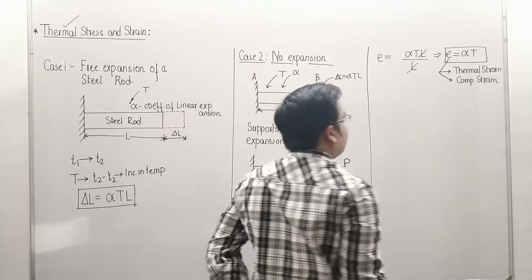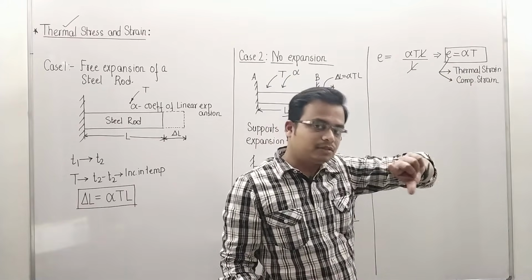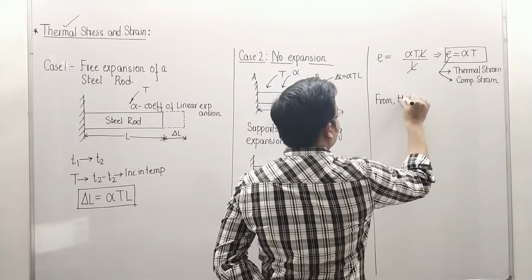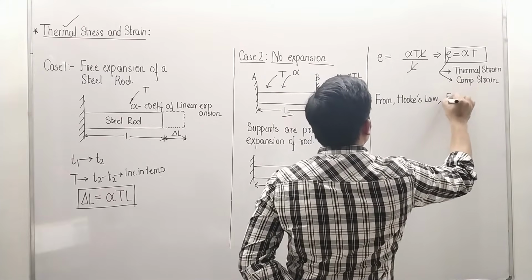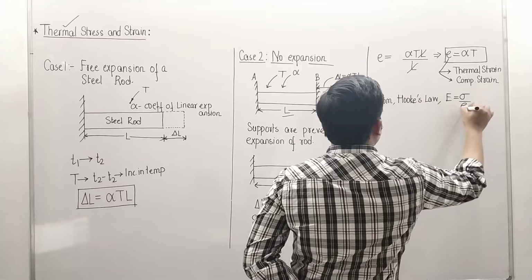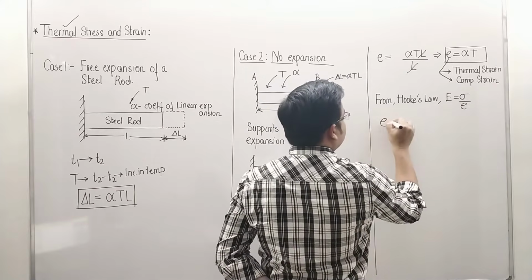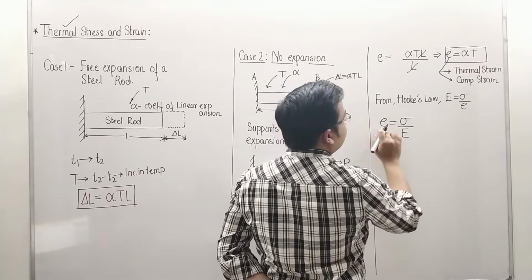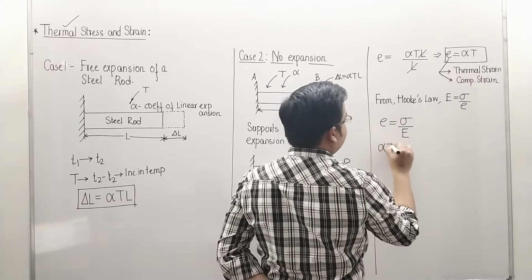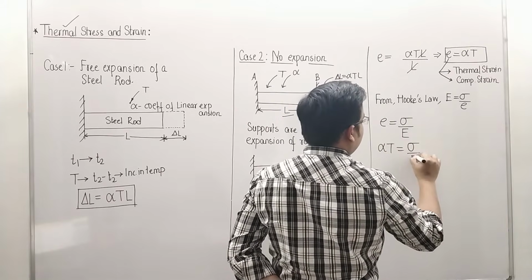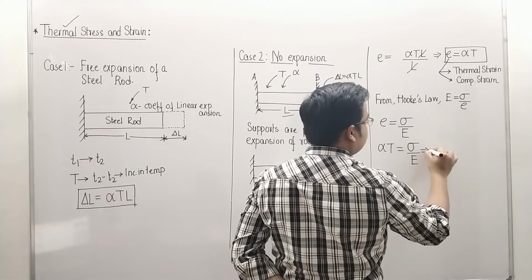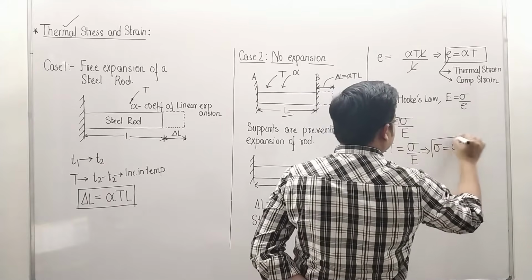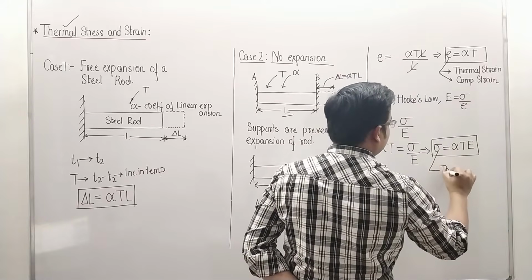Okay. Now, in the same manner, if you have got the value of strain, you can also find the corresponding stress. How? With the help of Hooke's law. We know from Hooke's law that Young's modulus E is equal to stress over strain, isn't it? Now, strain is going to be equal to stress over E. Now, this is very interesting. The strain's value is what? Alpha T. So, this is going to be alpha T is equal to sigma over E. And what we want to find is the stress. So, stress is going to be equal to alpha T into E. And this right over here is the thermal stress.